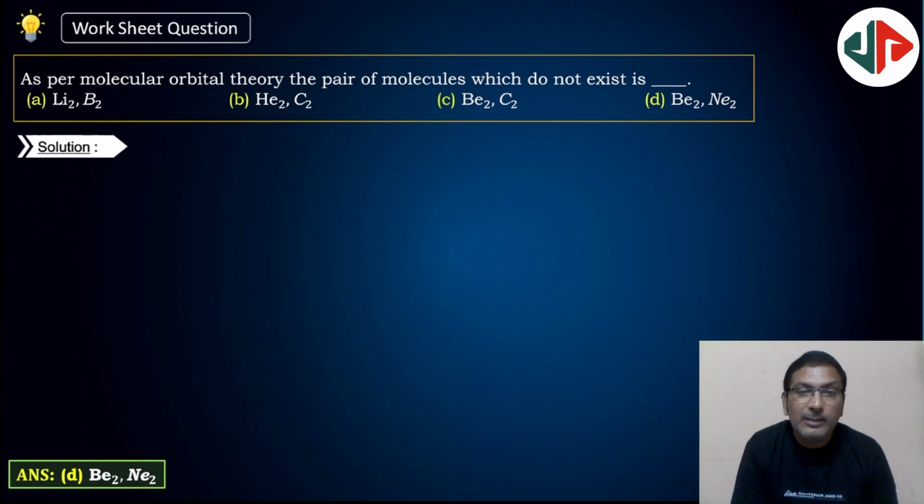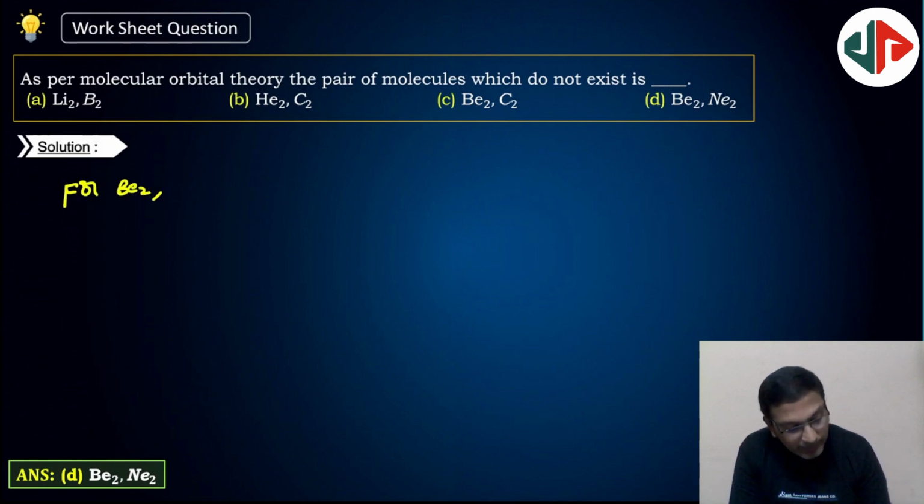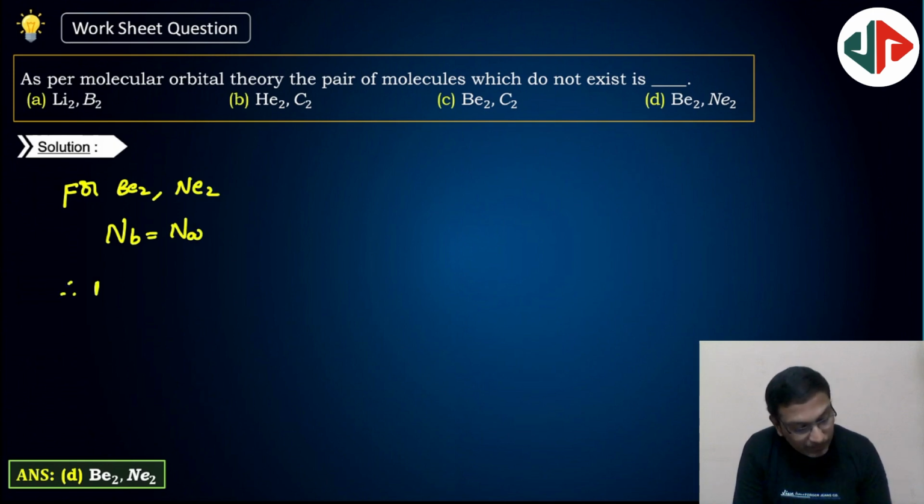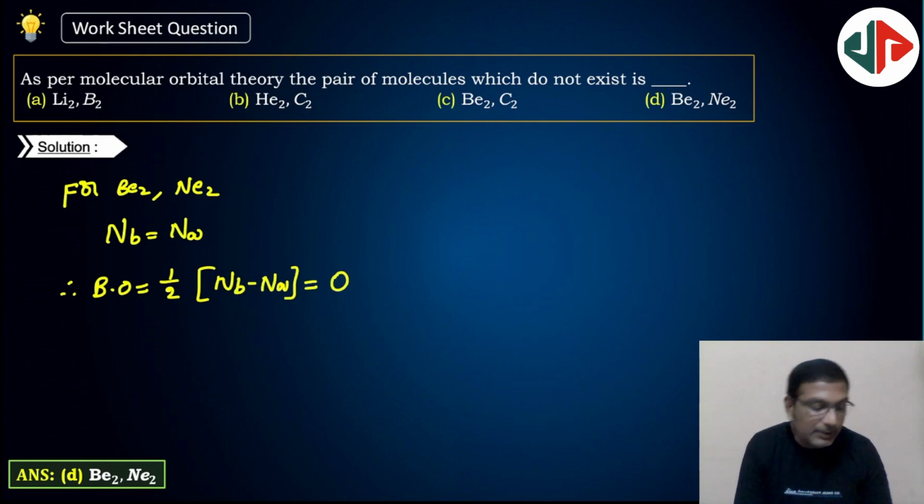As per molecular orbital theory, the pair of molecules which do not exist. So clearly for Be2 and Ne2, number of bonding electrons will be equal to number of anti-bonding electrons. Therefore, according to bond order formula, number of bonding minus number of anti-bonding, bond order will be equal to 0. Therefore, these two molecules do not exist. Option D.